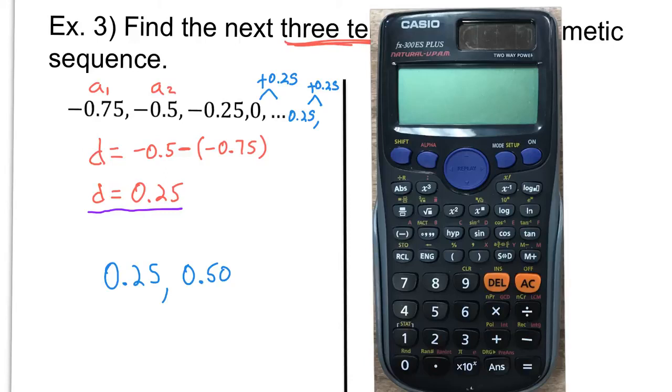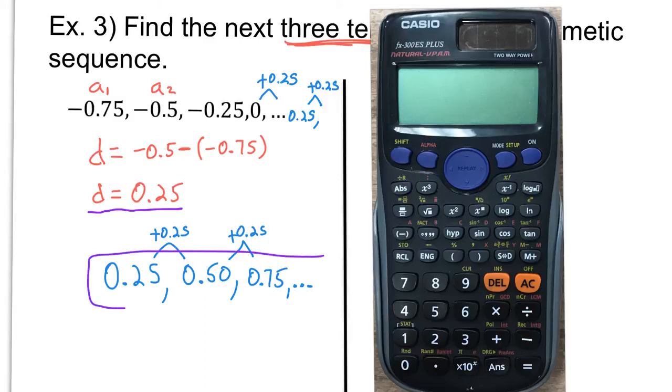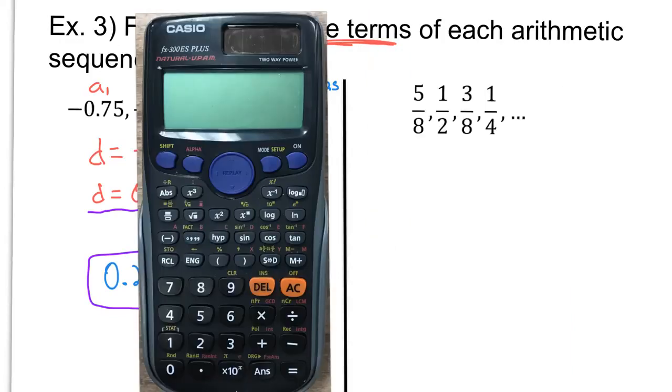And then the next one, 0.50 plus, so again I am adding 0.25 here, and I'm going to add 0.25 again, which is 0.75, and I put the dot, dot, dot, so we know that it keeps going and going. So the next 3 numbers in that sequence are 0.25, 0.5 or 0.50, and 0.75. Right, now the next one, we do have fractions.